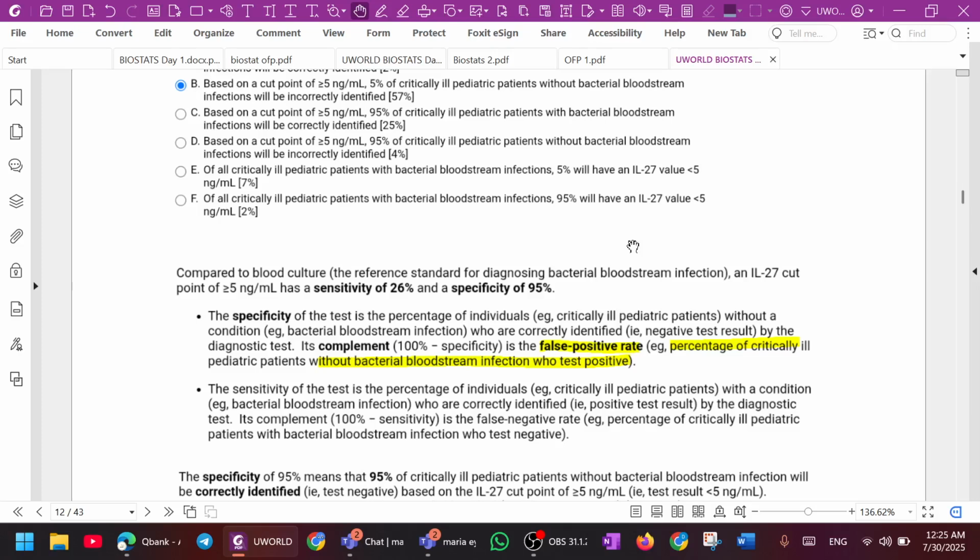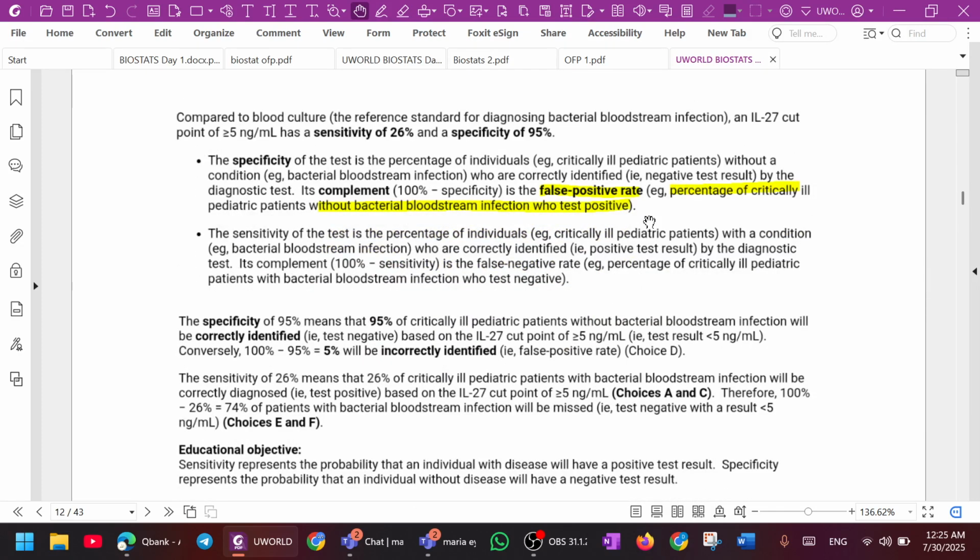The sensitivity of the test is the percentage of individuals, that is critically ill pediatric patients with the condition of bacterial bloodstream infection, who are correctly identified, that is, have a positive test result by the diagnostic test. Its complement, 100 minus sensitivity, is the false negative rate, that is the percentage of critically ill pediatric patients with bacterial bloodstream infection who test negative.